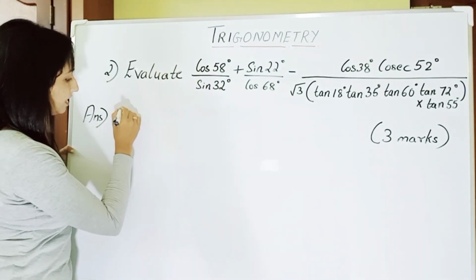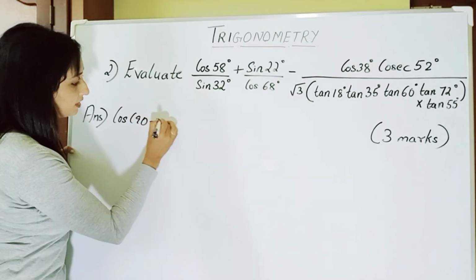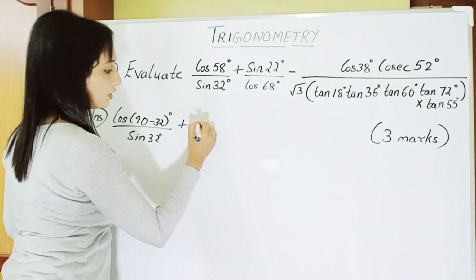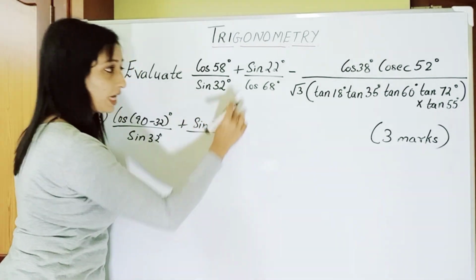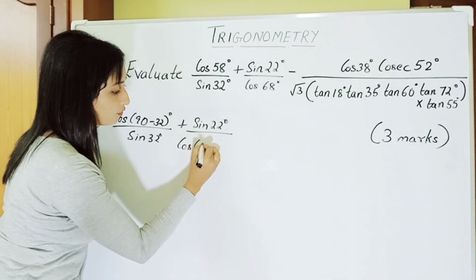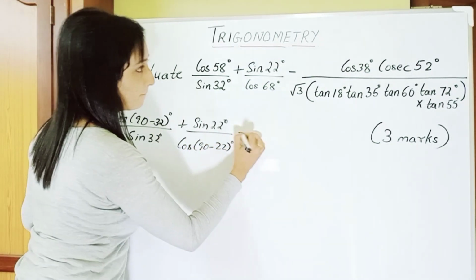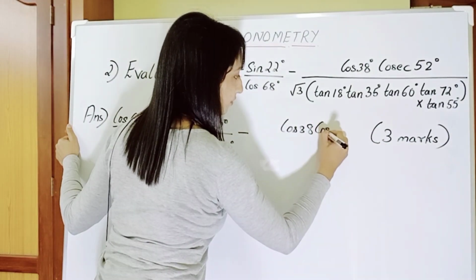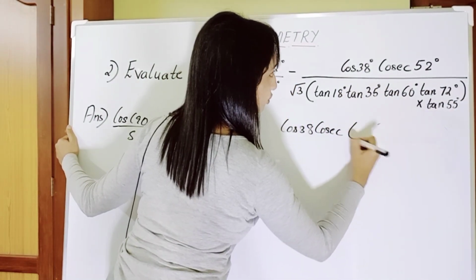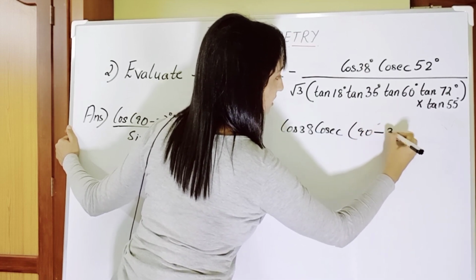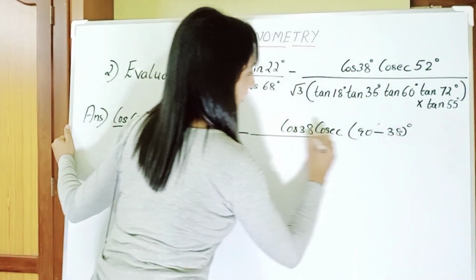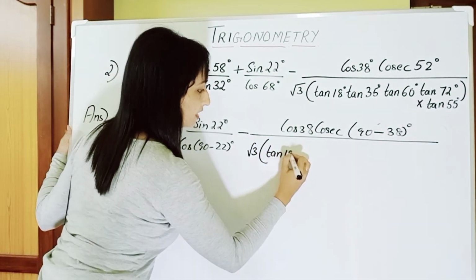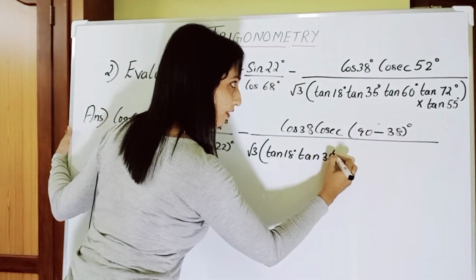Cos 58, I can write it as cos 90 minus 32 degree by sin 32. Next, sin 22, I write it as such, sin 22 degree by cos 68. How do I write cos 68? Cos of 90 minus 22 degree. Minus cos 38, I write it as such, cos 38. Cosec 52, how can I write it? Cosec 52, I can write it as cosec 90 minus 38 by root 3, I write it as such, root 3 into tan 18 into tan 35 into tan 60.